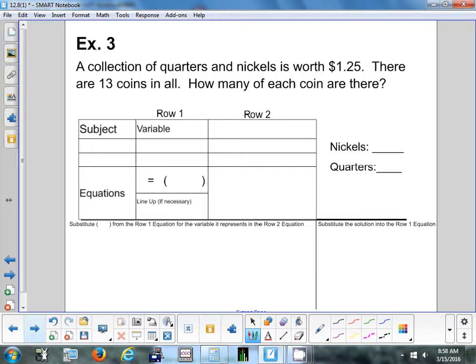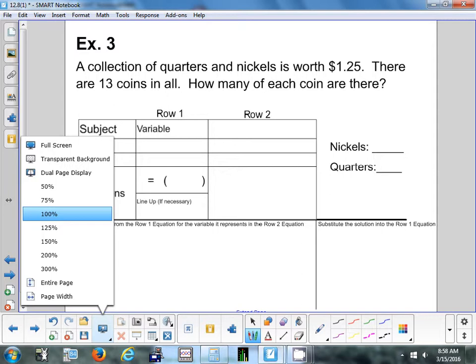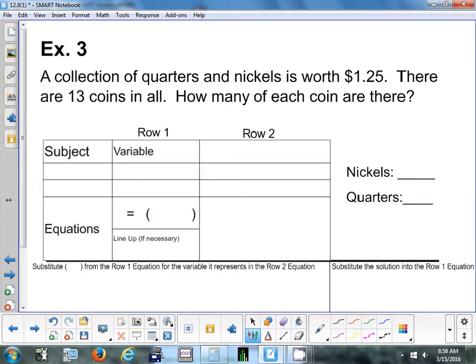What are my two subjects in this sentence? Quarters and nickels. I'm just going to write them in the order that I see them: quarters, nickels. What's the variable for quarters? Q. Nickels? N. Row 2 always represents the value.